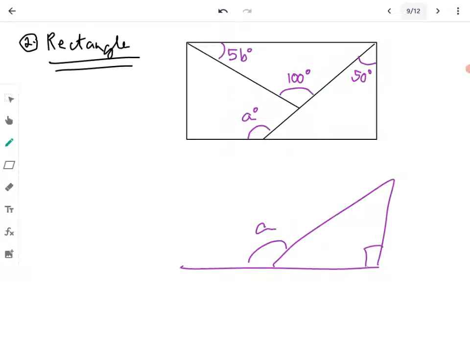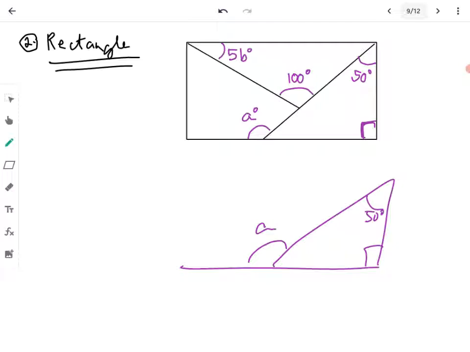So this is 90 degrees. Look at this. This is 90 degrees. How do we know that it's 90 degrees? It's because it's a rectangle. One property of a rectangle is that all interior angles are right angles. Meaning, yeah, this is 90 degrees, because again we use the property of a rectangle, the interior angles being 90 degrees. So now this is 50 degrees, and we know the exterior angle of a triangle.